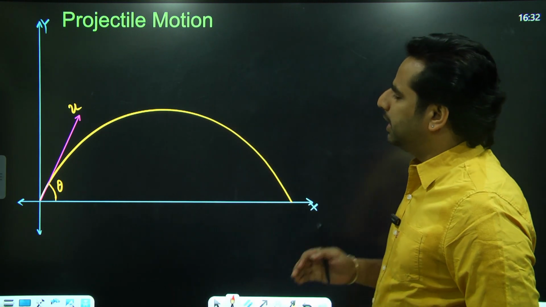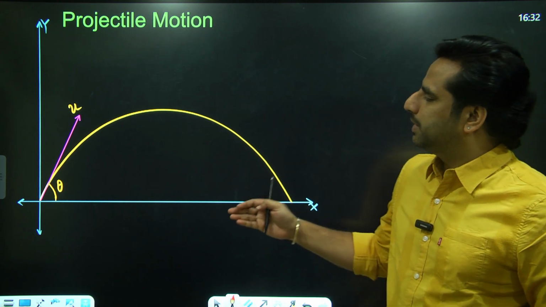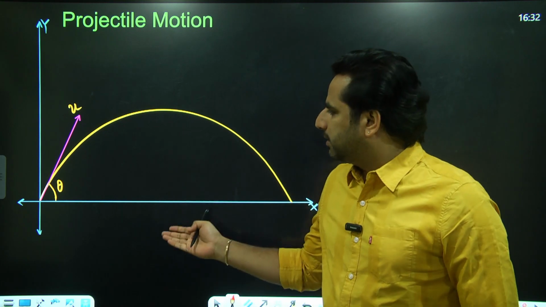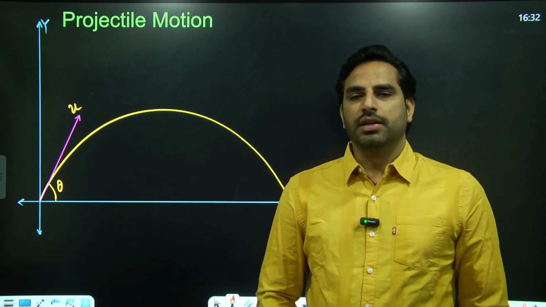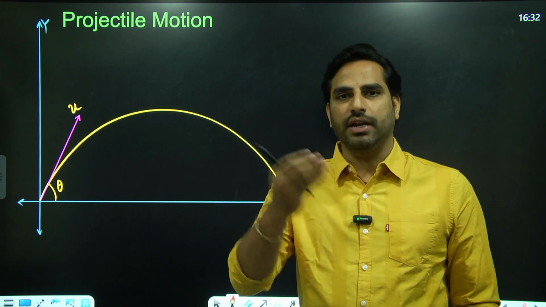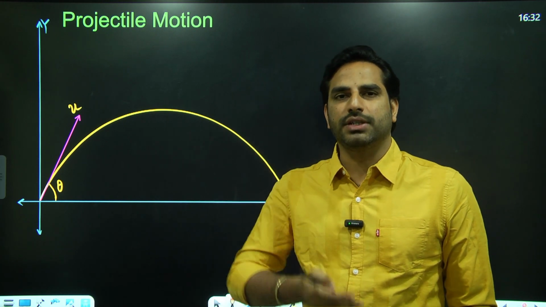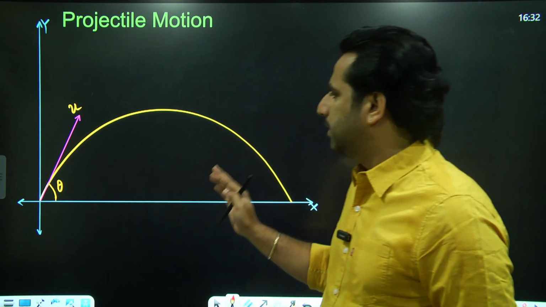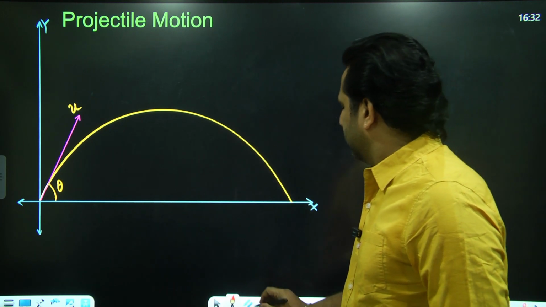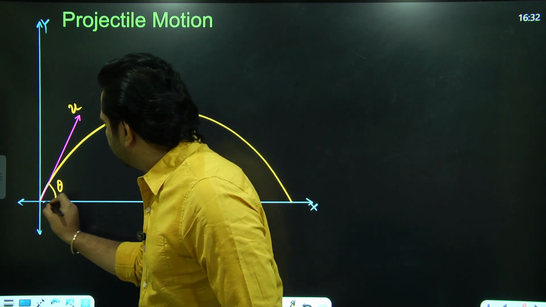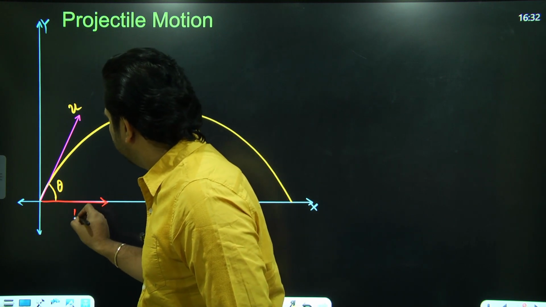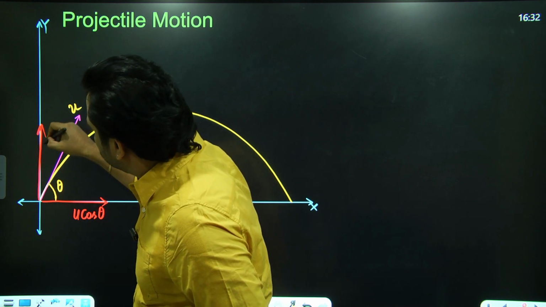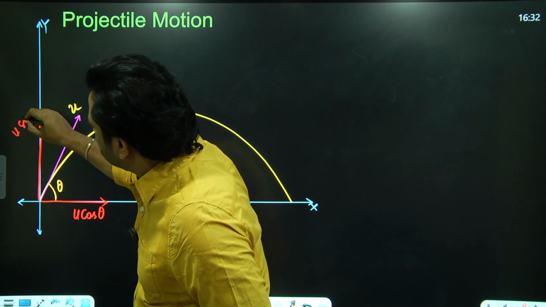Now, how do we derive various things of the projectile like time of flight, range, the maximum height attained by the projectile, time of ascent, the time for which it is ascending, and time of descent, the time for which it is descending. All these things we can easily derive by applying the concept in a right way. The initial velocity has got two components. The horizontal component is u cos theta, and the vertical component is u sin theta.